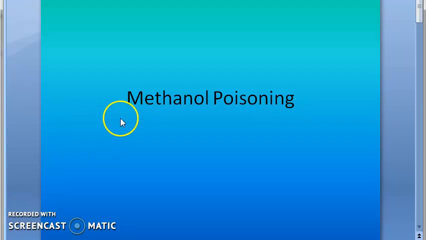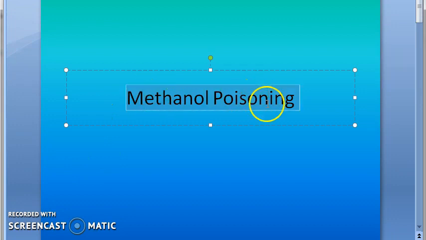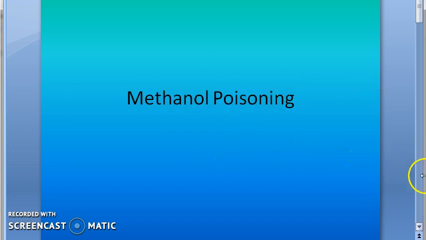Hi people, today we are looking at methanol poisoning. Methanol is nothing but methyl alcohol. It is a poison to our body. So let us look at how to treat methanol poisoning.